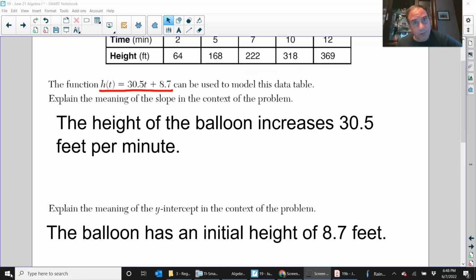And the other number is the y-intercept. So they're giving you the equation, so it's pretty easy. The balloon has an initial height of 8.7 feet before it started increasing to 30.5 feet per minute.